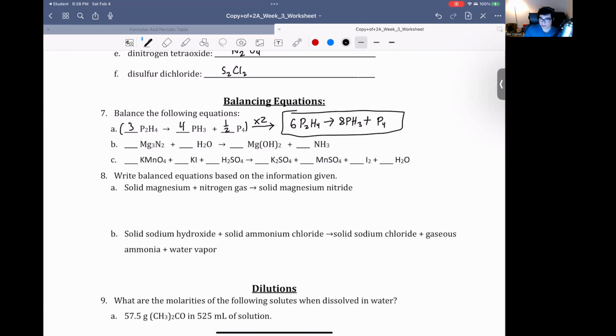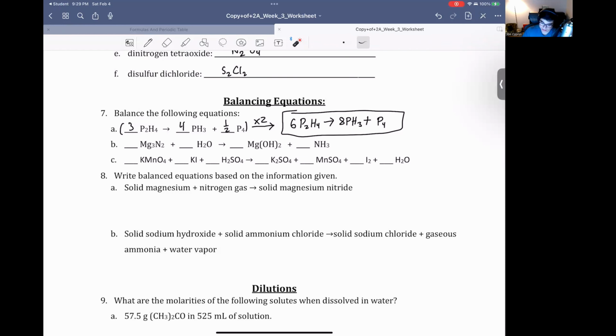Okay, so we'll go on to the next one here. B, it says magnesium nitride plus water, giving magnesium hydroxide plus ammonia, NH3. So we have magnesium nitride, Mg3N2, right? We're just going to balance this out.